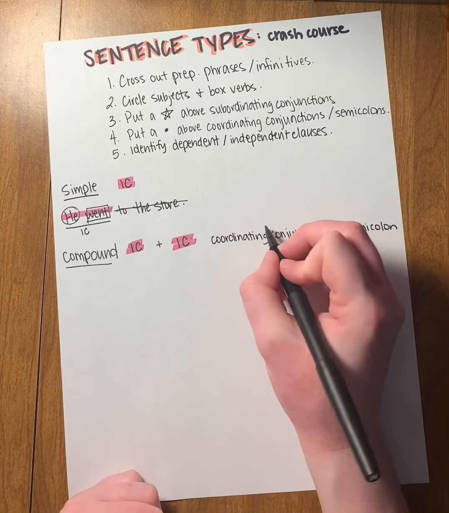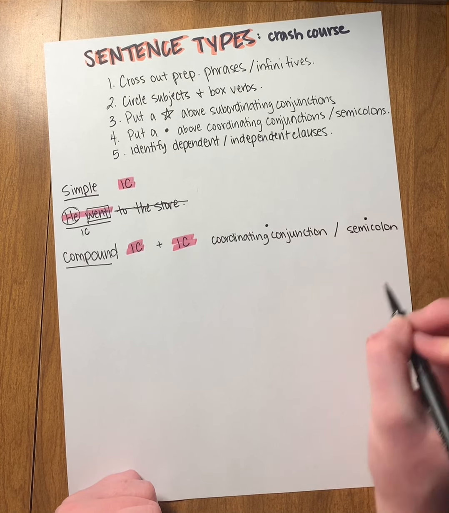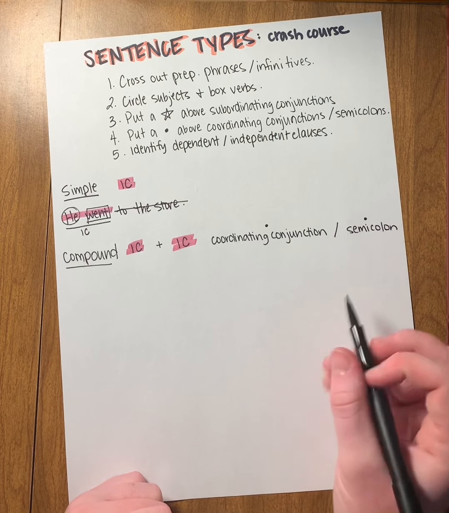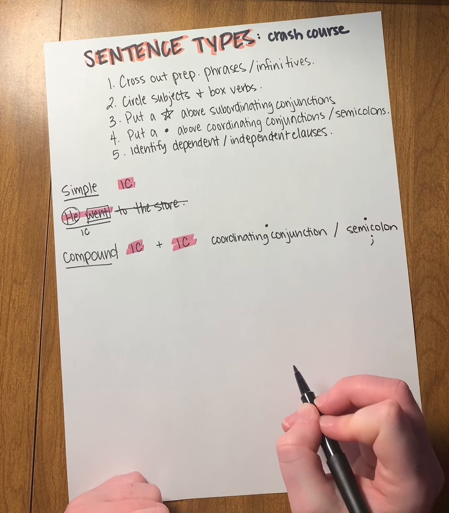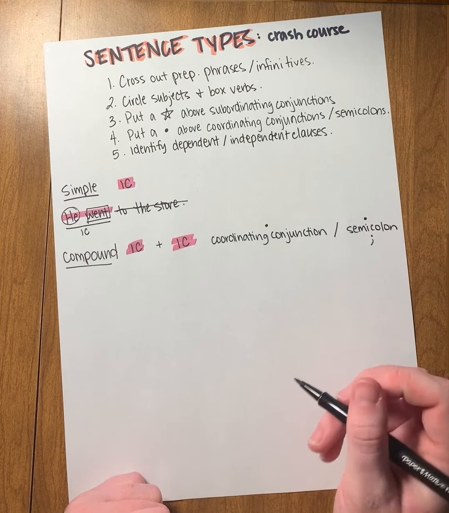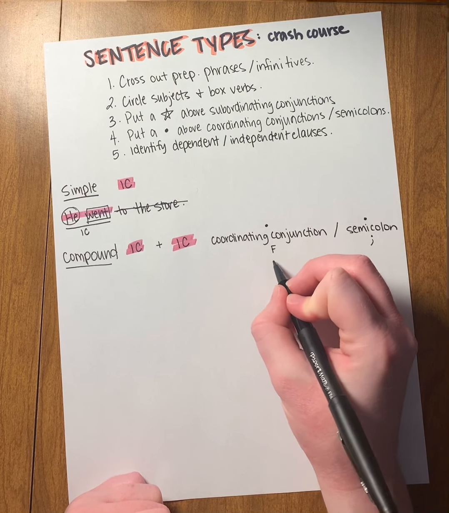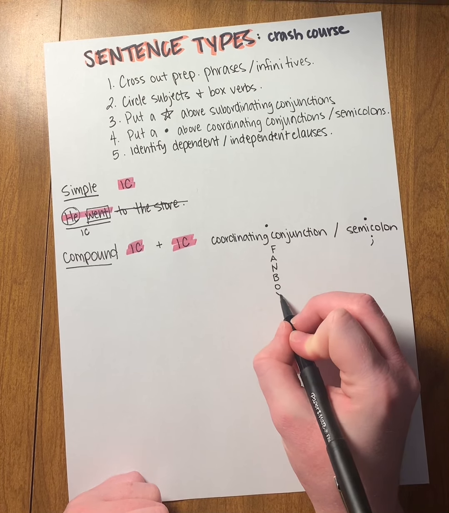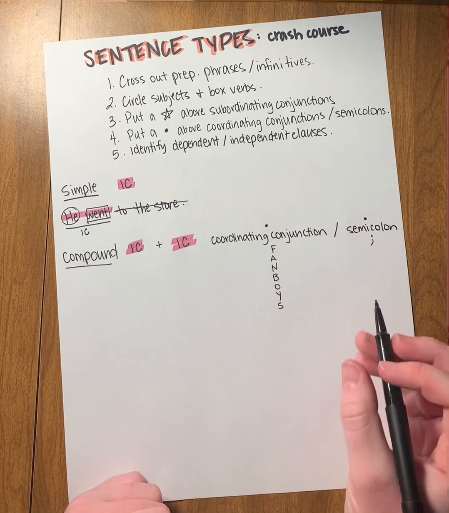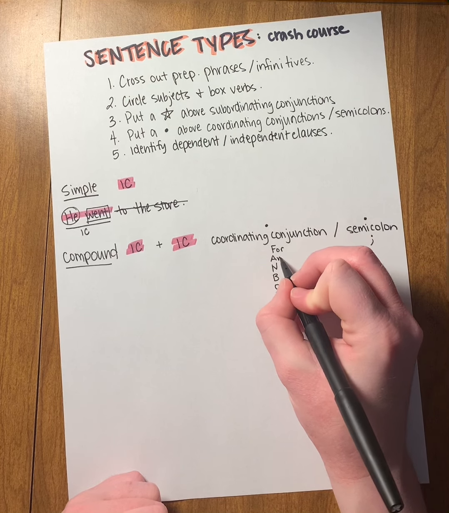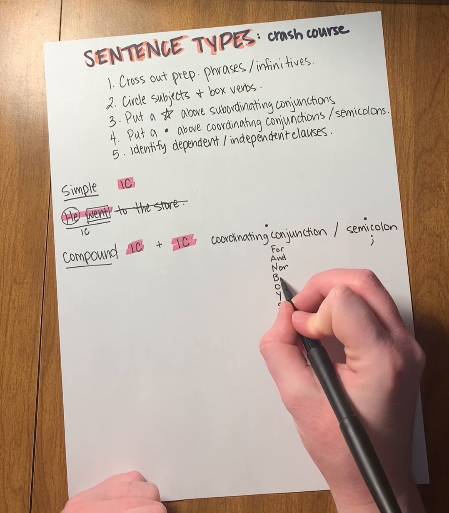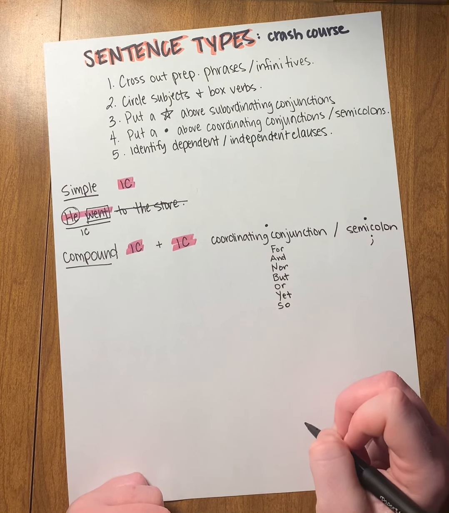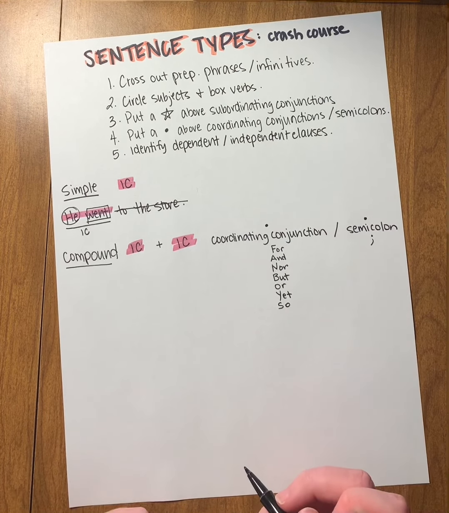And when we see those things, we're going to put a dot above them, remember? So if we're following our steps, those need a dot above them. Now we know a semicolon is that little thing that looks like a colon and a comma. Our coordinating conjunctions we can remember by remembering FANBOYS. Okay, and remember the acronym FANBOYS stands for for, and, nor, but, or, yet, and so. Okay, so anytime we see one of those, we're going to get a dot.